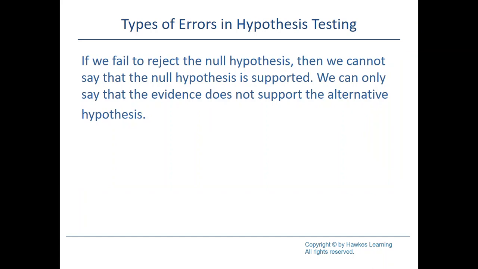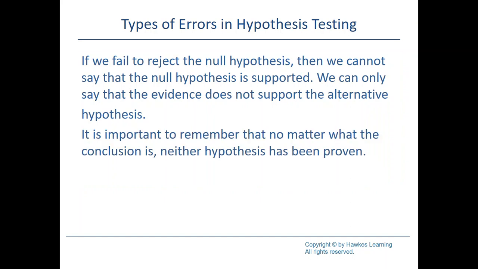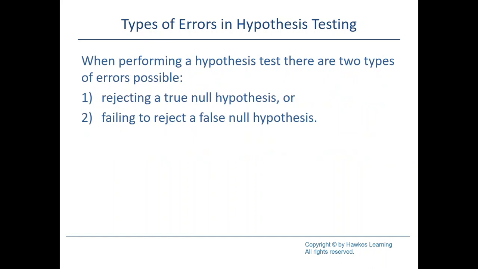Again, if we fail to reject the null hypothesis here, we cannot say that the null hypothesis is supported. What we can only say is that the evidence does not support the alternative. If you fail to reject, we basically say that there's not enough evidence to say that it's other than the null hypothesis. We're not stating that it's true. It's important to remember that no matter what the conclusion is, neither hypothesis is actually proven to be true or not. More testing has to be done.